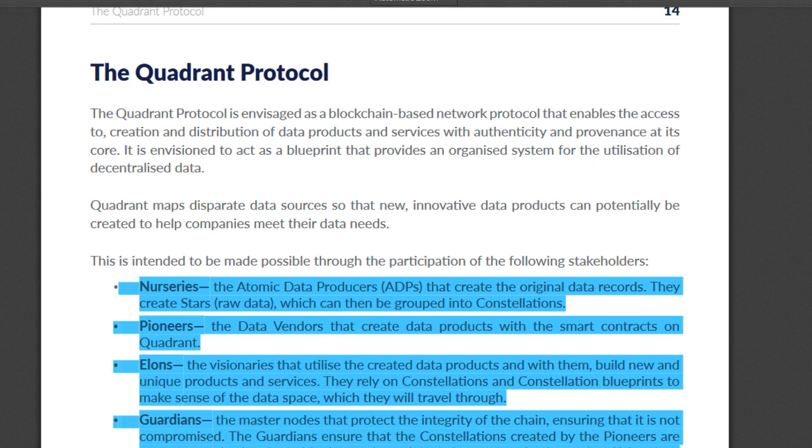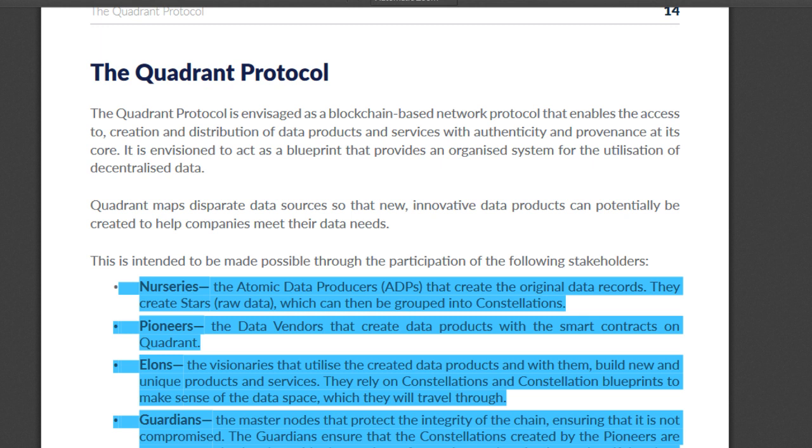So pioneers, that's data vendors that create data products with smart contracts on Quadrant. So vendors or aggregators are now called pioneers. Pioneers, they're taking all of the constellations and they're turning around and finding buyers for those. Those are your middlemen. You have Elons, those are visionaries that utilize and create data products with constellations and build new and unique products and services. They rely on constellations and constellation blueprints to make sense of data space, which they travel through. So that's your person that's making mega constellations, making those specific connections in between multiple constellations to have new and interesting ways to interpret data.